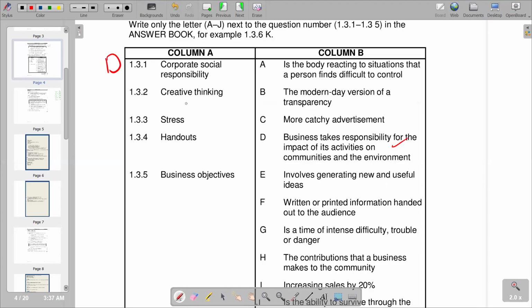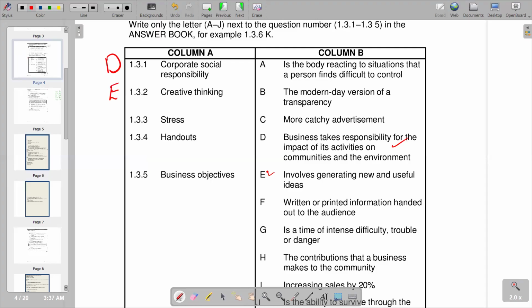So for D, 1.3.1. 1.3.2, we have got creative thinking. Creative thinking is, I think, just a process whereby there is recognition of something that has not been done before. So you're coming out with new ideas, that is creative thinking. So we try to see in column B which one is creative thinking. And if you go to E, it says it involves generating new and useful ideas. So basically, E is the most appropriate correct response that we have.